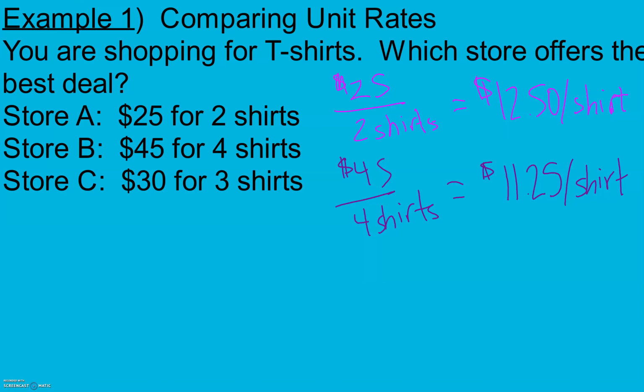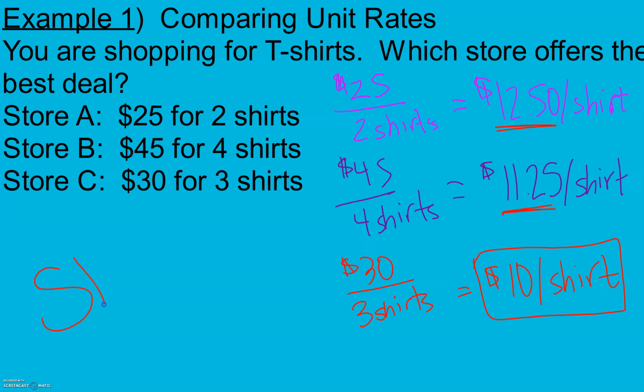Store C is $30 for 3 shirts. And when I reduce there, I get $10 per shirt. So we want to know which store offers the best deal. Well, that's going to be whichever one has the cheapest amount per shirt, which one charges us the least amount for each item. Here, $10 per shirt is cheaper than $11.25 or $12.50. So store C is going to be the best deal.